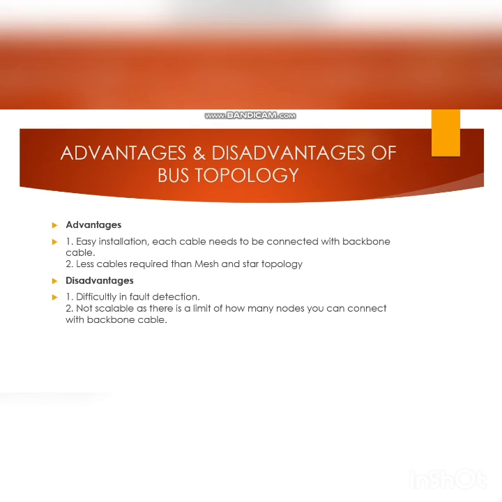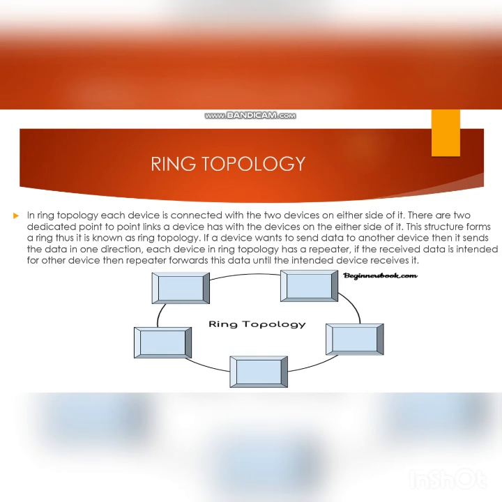Disadvantages: difficult fault detection, not scalable. There is a limit of how many nodes can be connected to the backbone cable. Ring topology. In ring topology, each device is connected with the two devices on either side of it. There are two dedicated point-to-point links. A device has a device on either side of it. The structure forms a ring, thus it is known as ring topology.